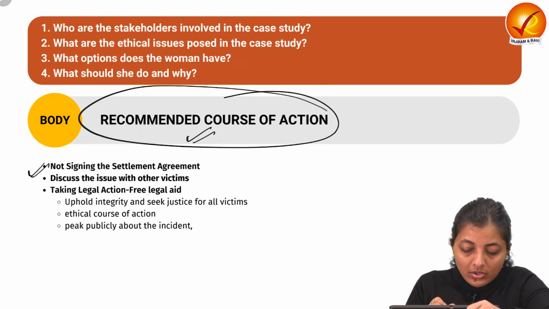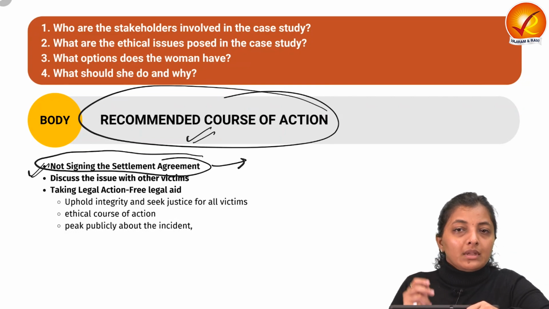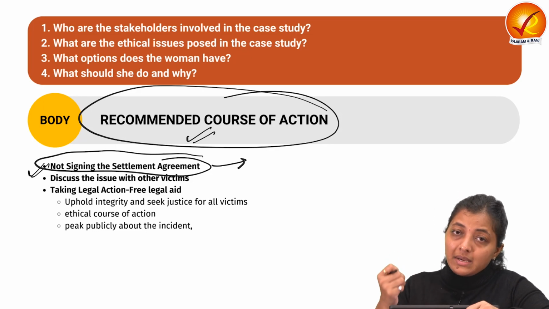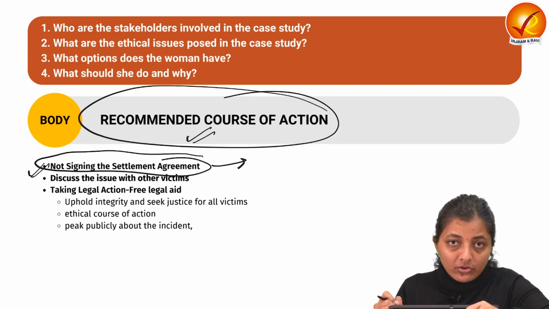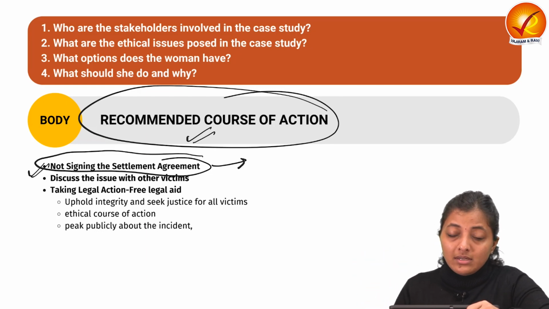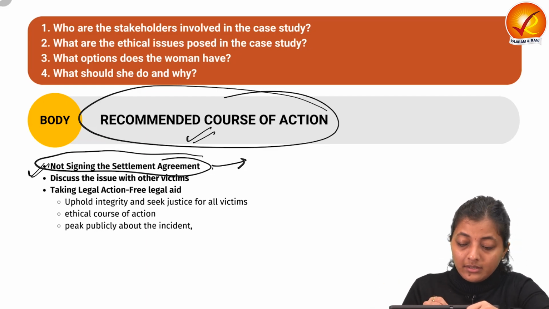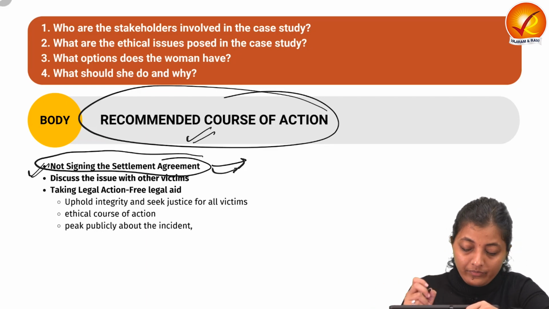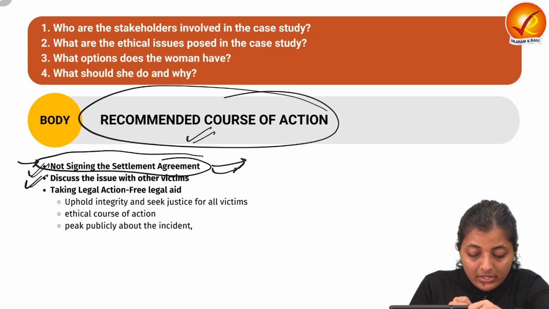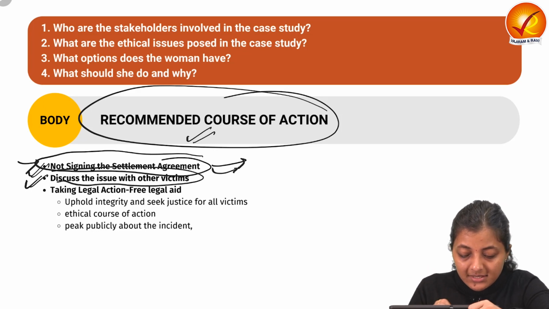First is not signing the settlement agreement, because this agreement has provisions that she cannot discuss it in public. She has to comply that the executive has done nothing wrong. She cannot take a legal suit against him in the future as well. So she is compromising on integrity and on personal and professional ethics for the other stakeholders as well. So she should not sign the settlement agreement.